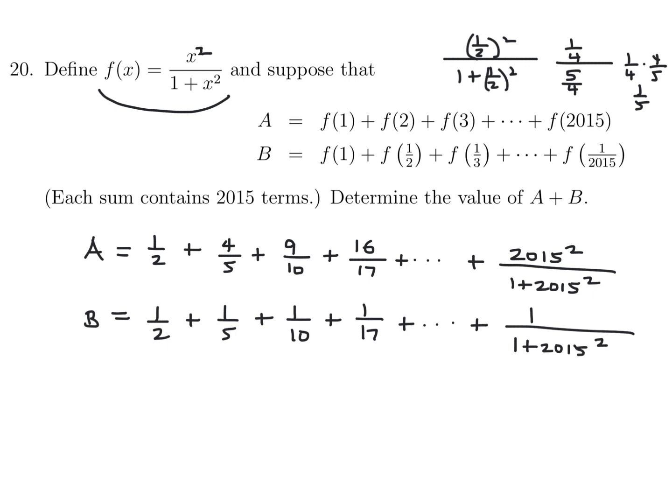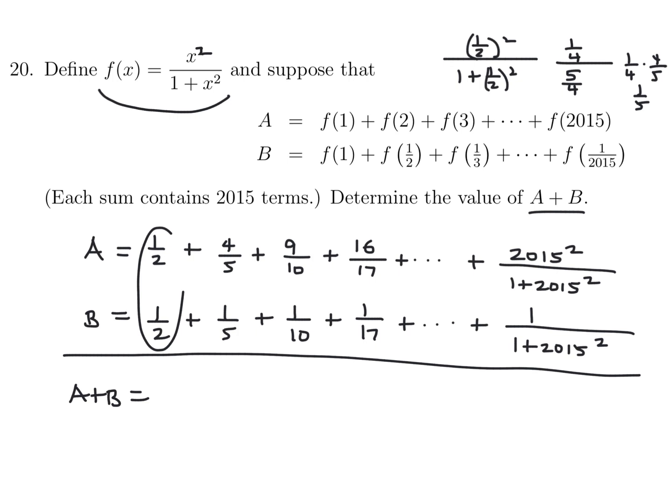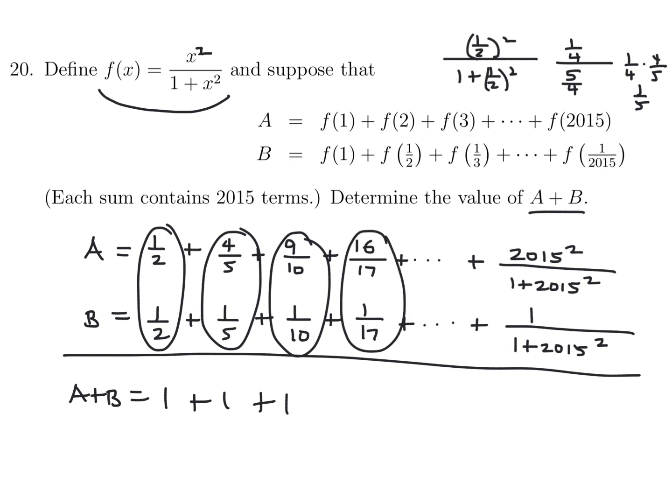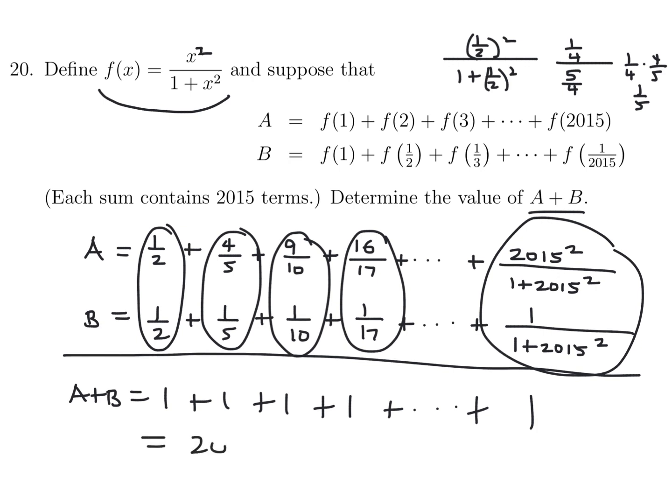Okay, and now they're saying what is a plus b? So now we're going to add all these guys, a plus b. Well, that and that is 1. That and that is 1. That is 1. You're getting the hang of this. That is 1. And then eventually you'll see that this is also 1. And since there's 2015 terms, you're basically going to be adding 2015 of those ones, which of course is 2015.